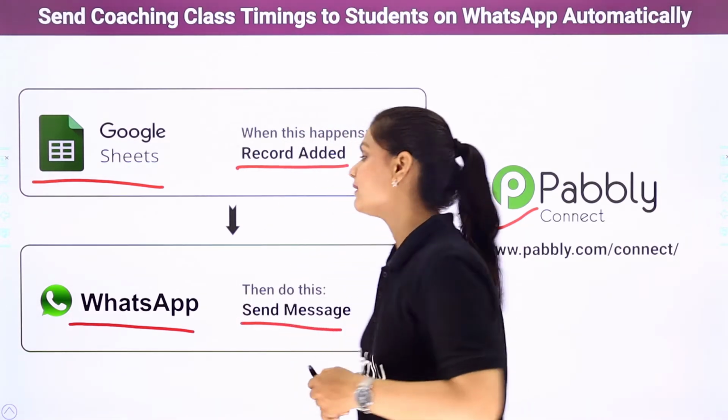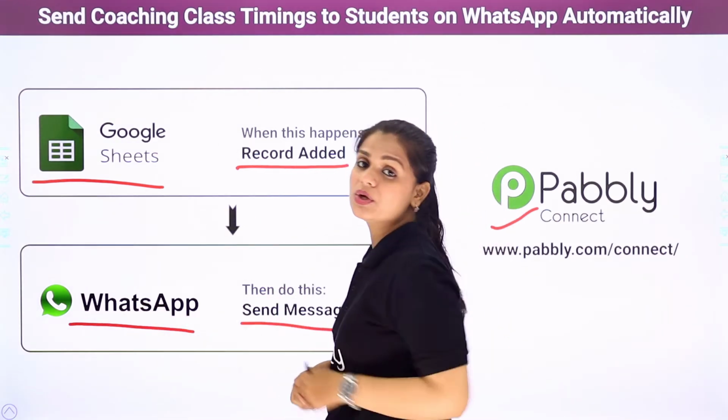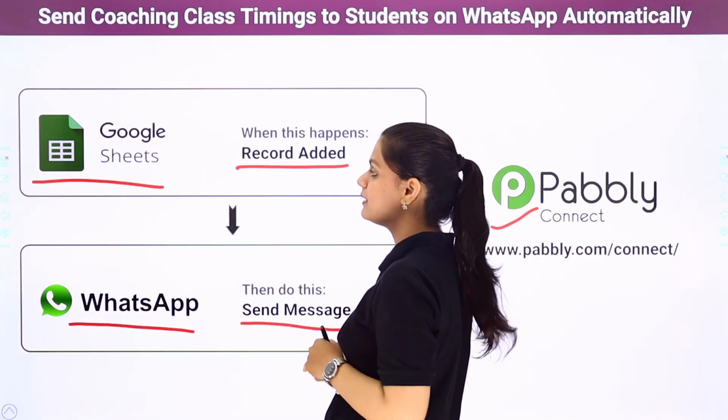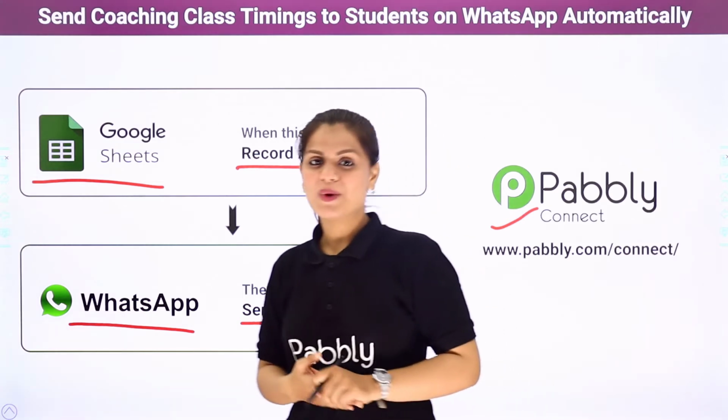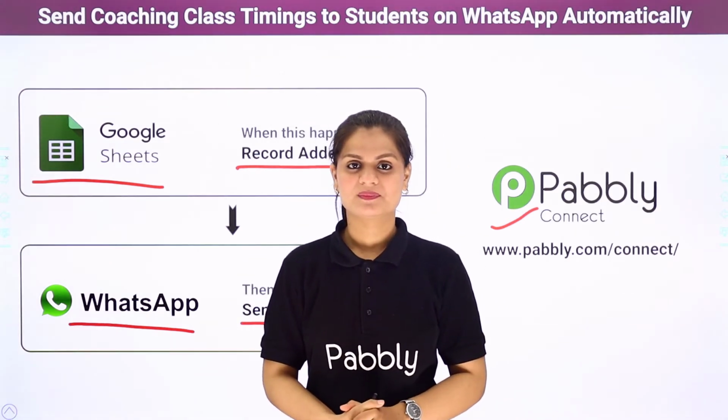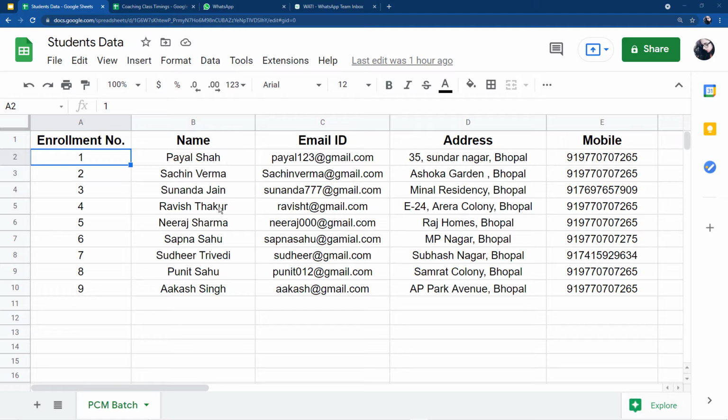Now let us understand this complete process, how I'm going to build this automation with the help of Pabbly Connect, on my screen along with a real-time example. This is my Google Sheet. I have created my spreadsheet with the title Students Data, and in it I have entered all the data of my coaching students: enrollment number, name, email ID, address and mobile number. This is the complete data of my coaching students.